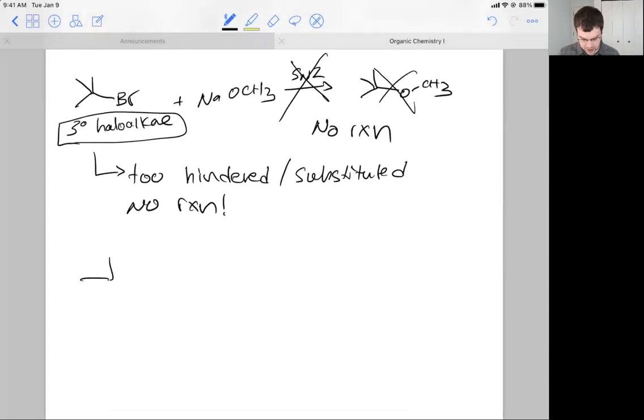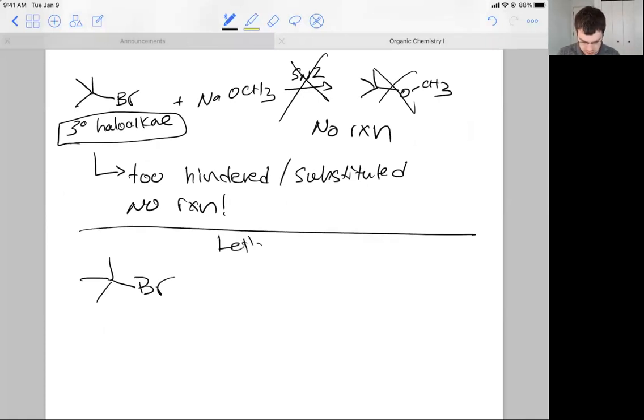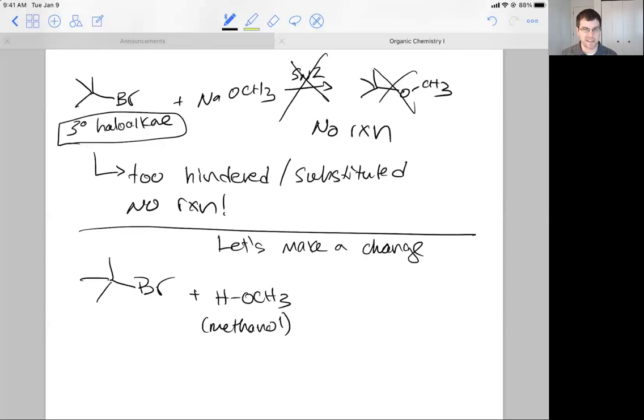But what if we change the reaction conditions? Let's make a change so that instead of NaOCH3, we have HOCH3. And this is just the molecule methanol, like ethanol, except with a methyl group instead. And we mix those together. Maybe we apply some gentle heating, but for the most part, it's very similar to what we did before. What we actually see is that we form a substitution product.